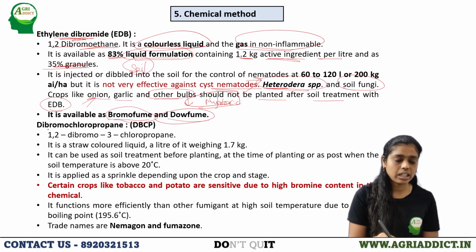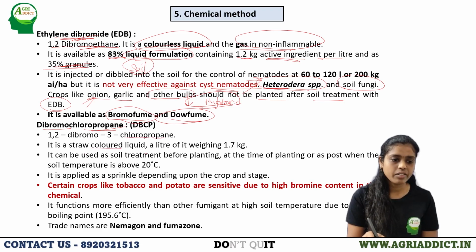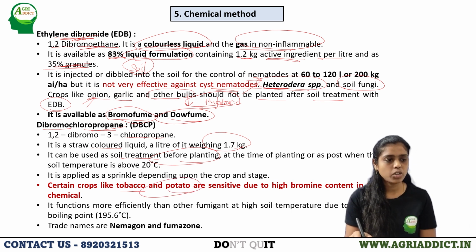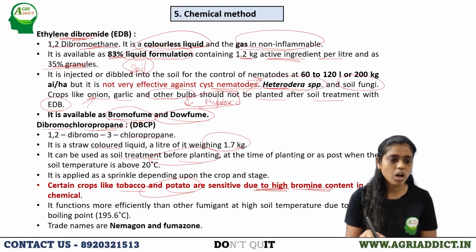And the next type is dibromochloropropane, and its chemical name is 1,2-dibromo-3-chloropropane. It is a straw colored liquid and weighs around 1.7 kg. It is also used as a soil treatment before planting. Certain crops like tobacco and potato are very sensitive to the high bromine content. So these chemicals should not be used on such types of crops.